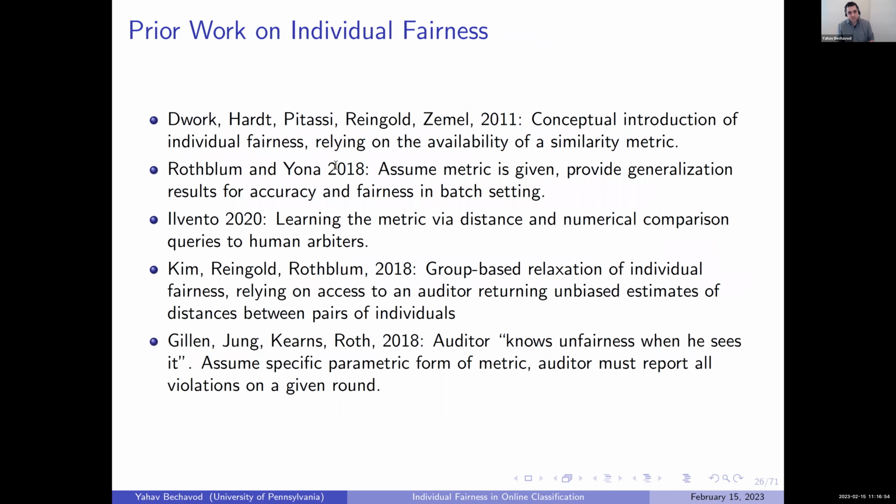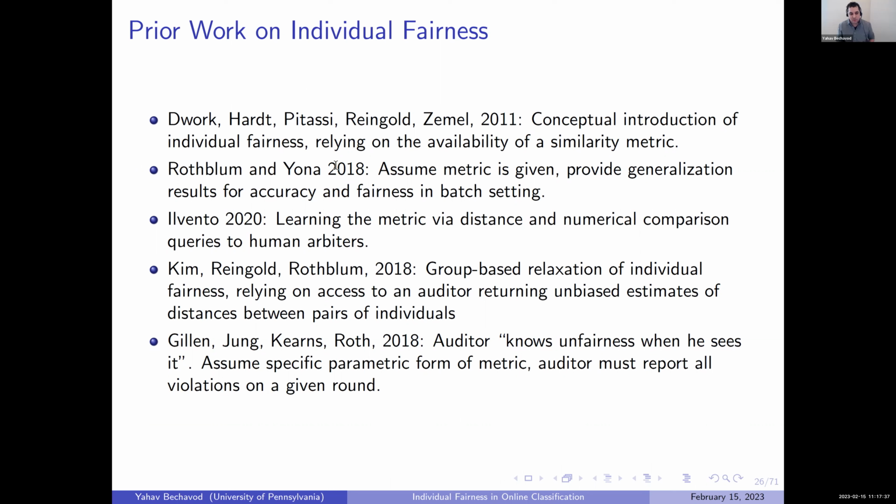There is some really nice prior work on individual fairness, starting with the Dwork et al. paper, which introduced the notion. Gillen et al.'s paper assumes that the metric is given. And Christina Ilvento's paper in 2020 tries to actually learn the metric via distance and numerical queries, which we will try not to do, and we also try to ask this easier type of question to auditors.